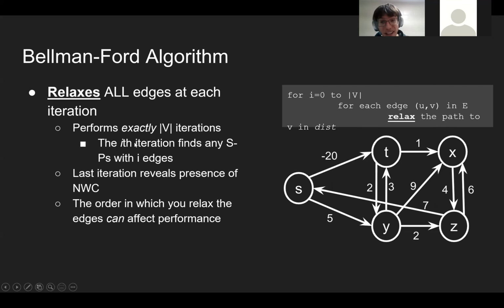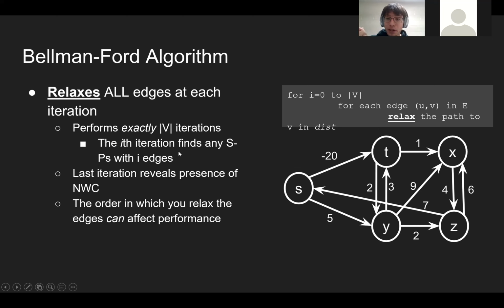And it performs exactly V iterations. You can do a slight improvement on it: if there's no change between any two iterations, then you know you're done, because if there's no change in one iteration, which goes through all edges, then no matter how many more you do, it won't change anything. So you can terminate then. It doesn't necessarily need V iterations in that case, but in the worst case, it will require order V iterations exactly.